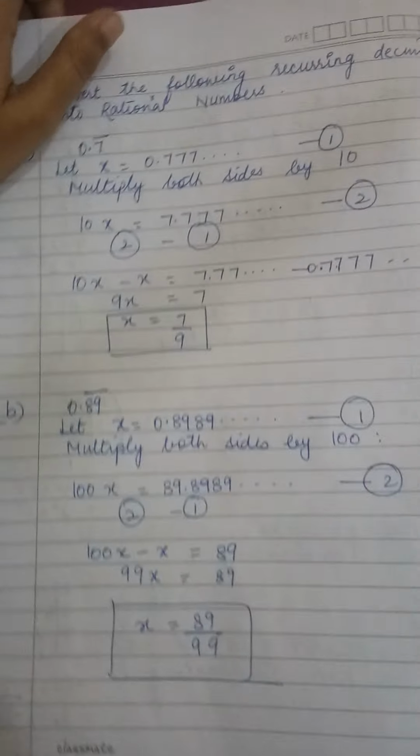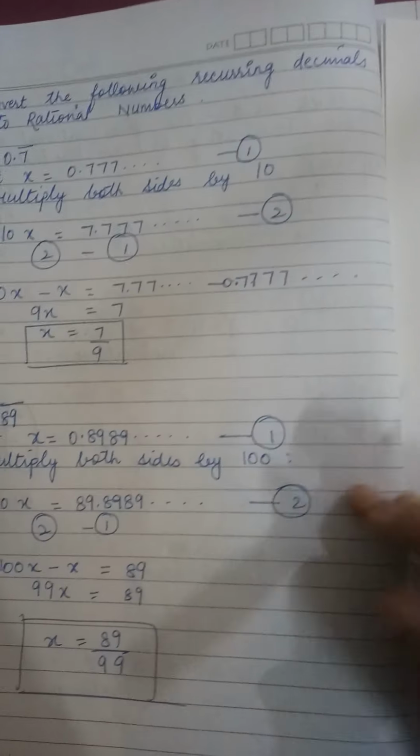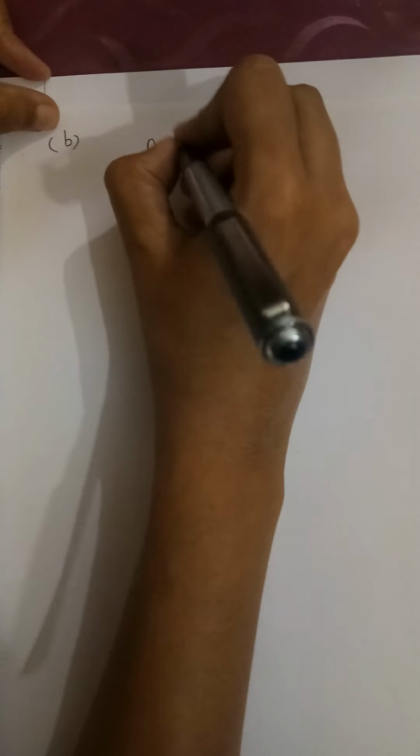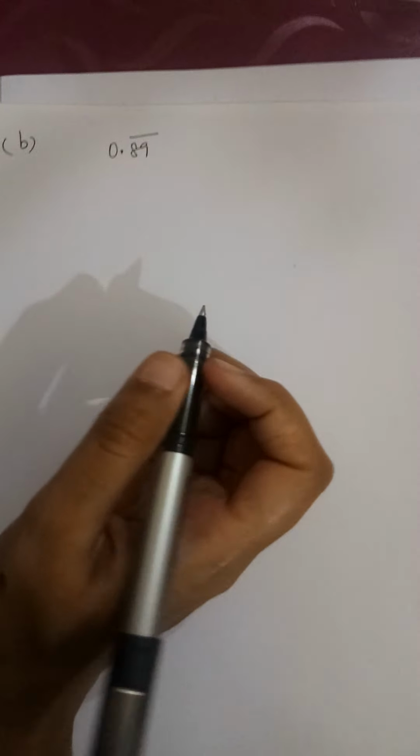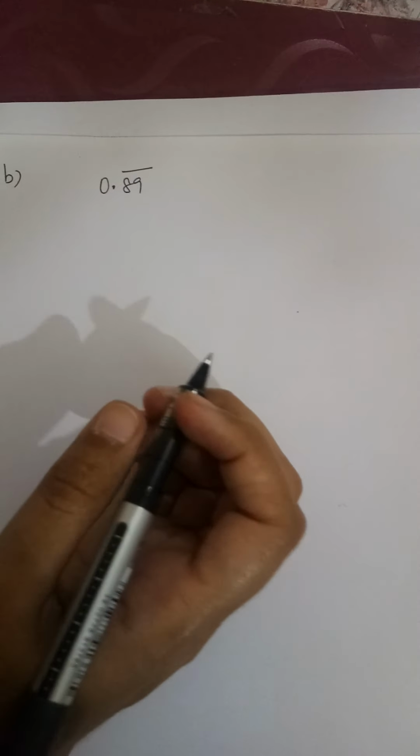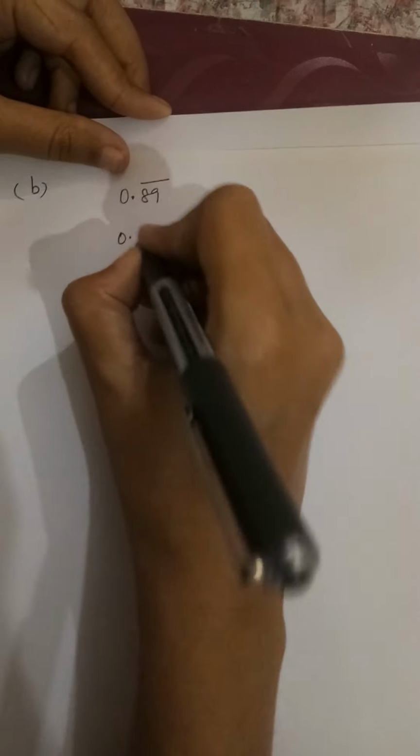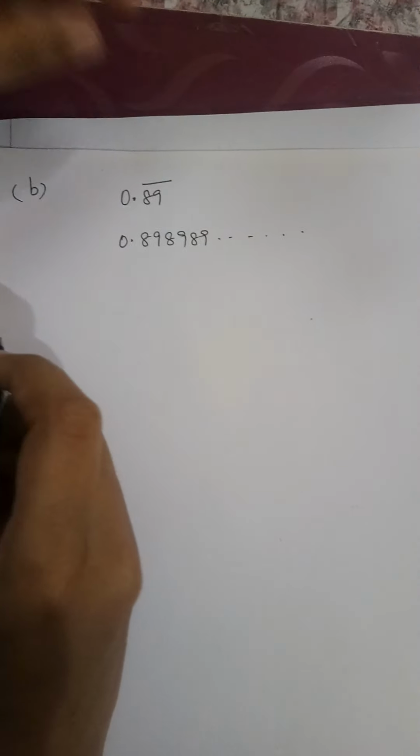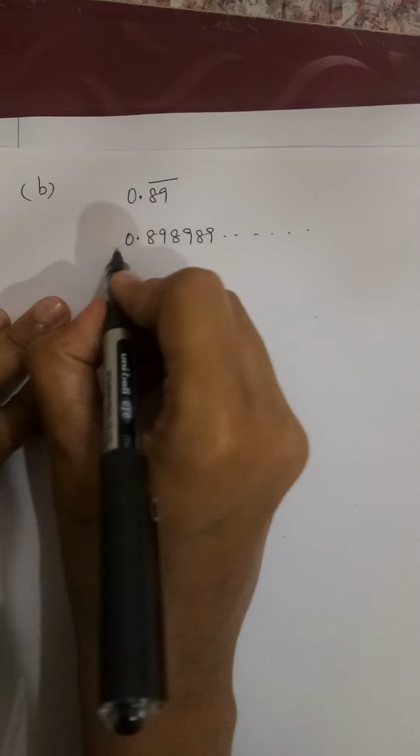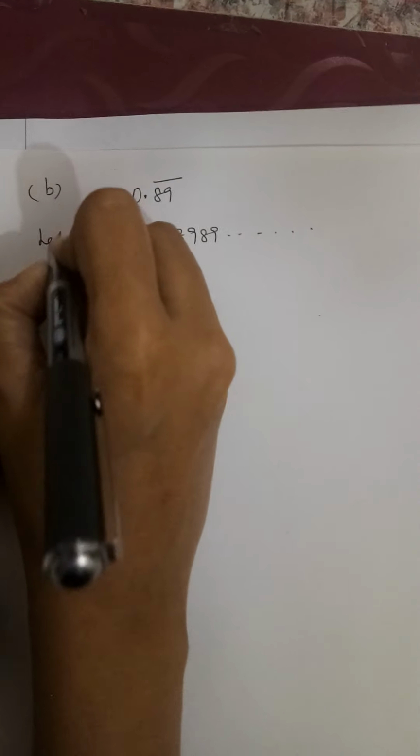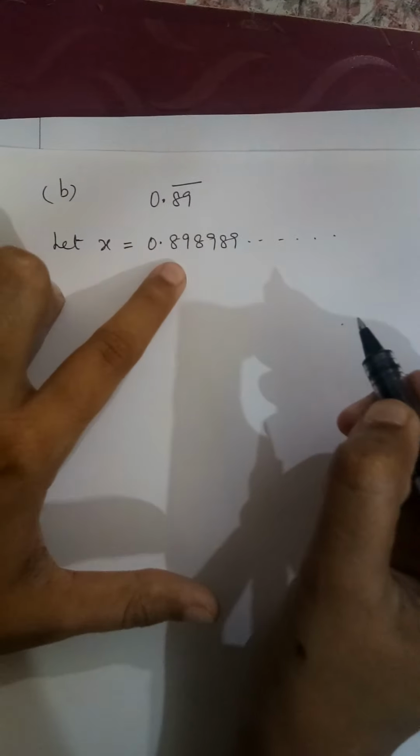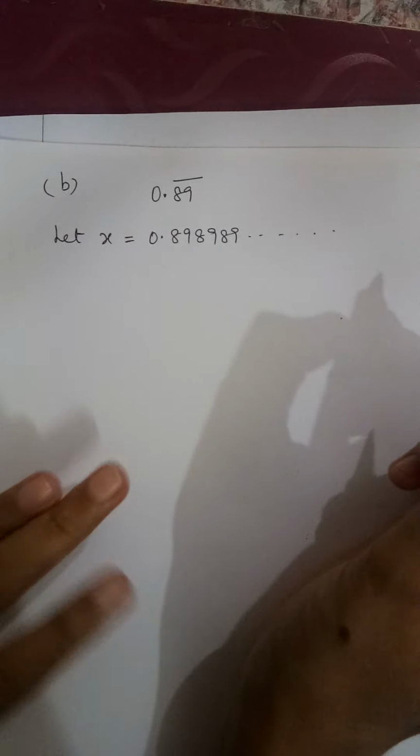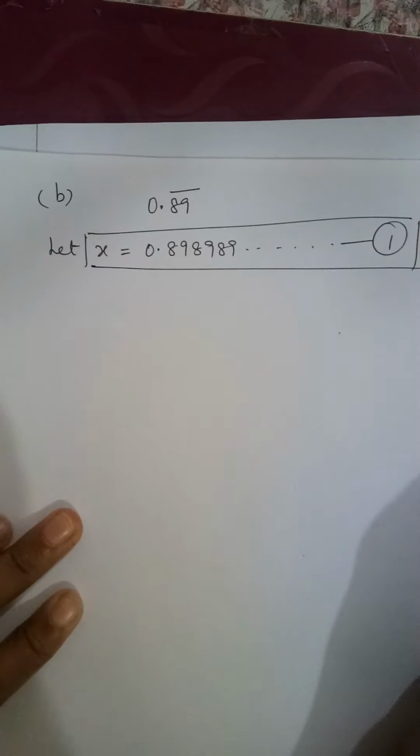0.89 bar. Now how I'm going to do here is, B part is 0.89 bar. Firstly I'm going to erase this bar. How I'm going to erase this bar? 0.89, 89, 89 and so on. Okay, so I have deleted this bar, and I am going to consider this as, let x is equals to 0.89, 89, 89 and so on, and I am going to consider this as equation number 1. So this is my first step.